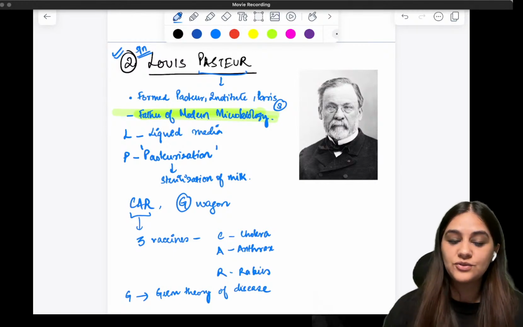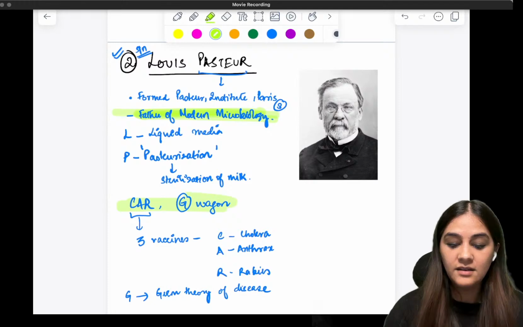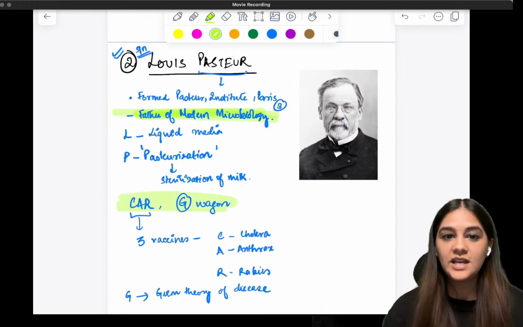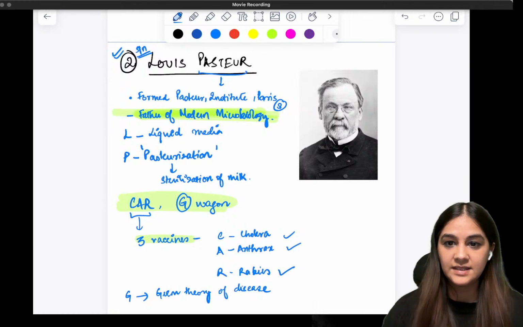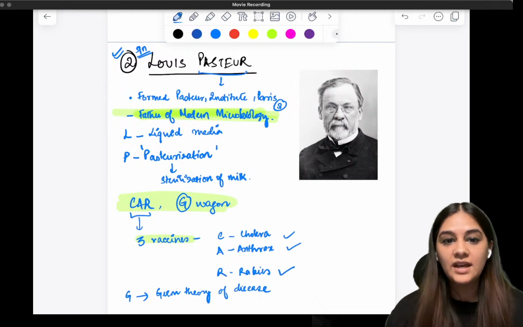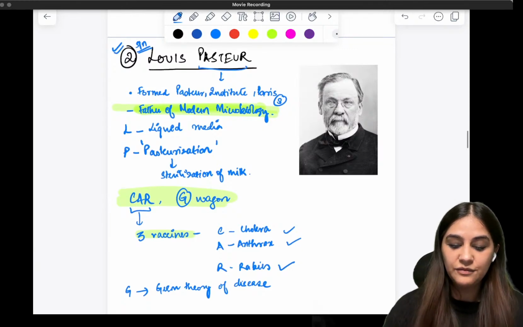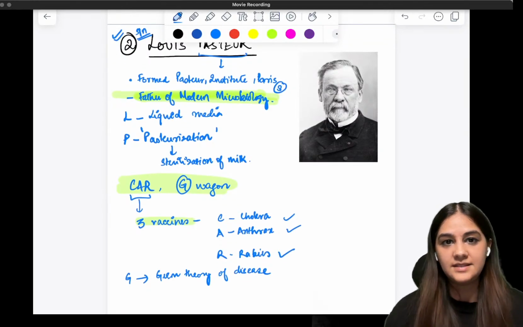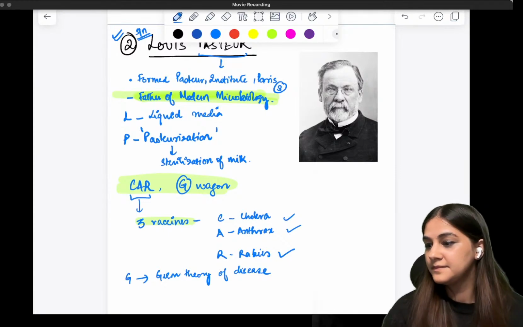Then remember, he used to drive a G wagon, right? He used to drive a G wagon car. What was he doing with the car? He was actually inventing three vaccines. So, what all vaccines? It was the cholera vaccine, the anthrax vaccine, and the rabies vaccine. And which car was he driving? He was driving a G wagon, right? And G for the germ theory of disease. Got it? Is it clear to everyone?